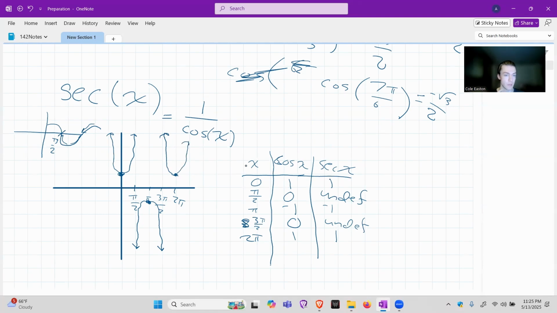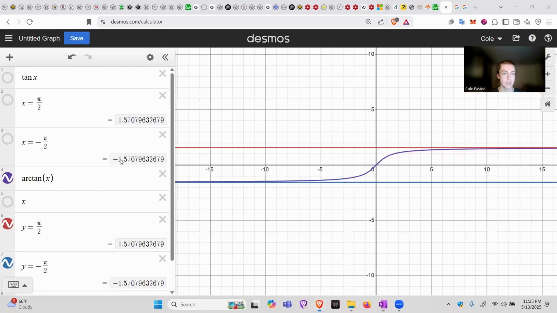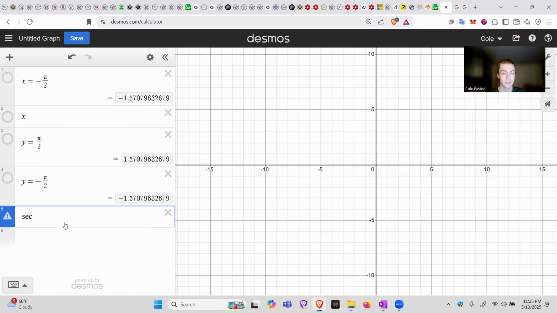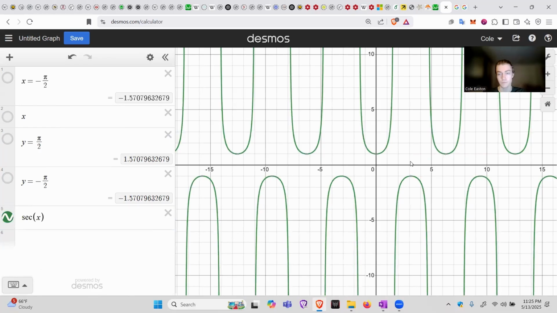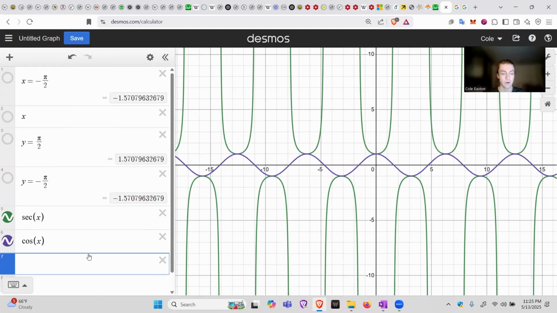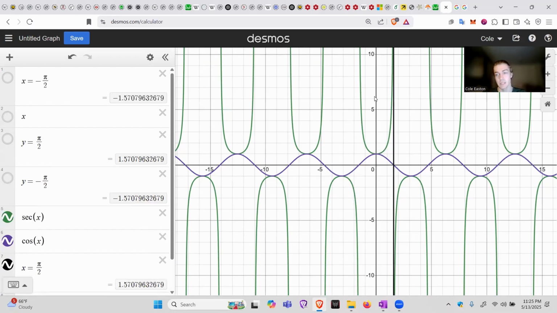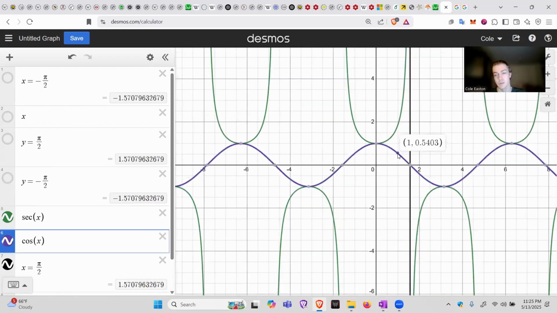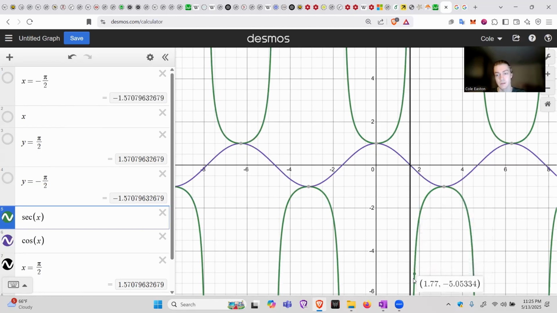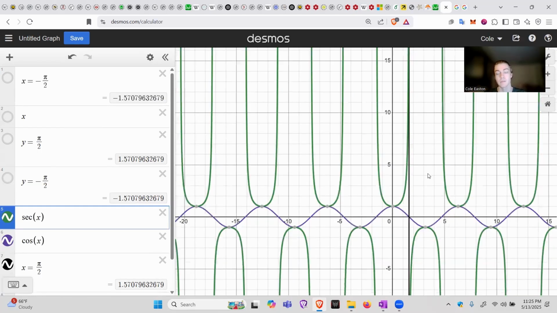We could keep repeating this argument. We'd keep saying the same thing. And so let's just look at Desmos' version of that really quick too. Secant of x, right? And it looks just like this. If we compare that to cosine of x, we see that the places where cosine is 0, that's where we get these asymptotes. And right as we approach 0 from the positive side here, we get these big positive numbers. And as we approach 0 from the negative side, that's where we get these big negative numbers. So it approaches negative infinity.